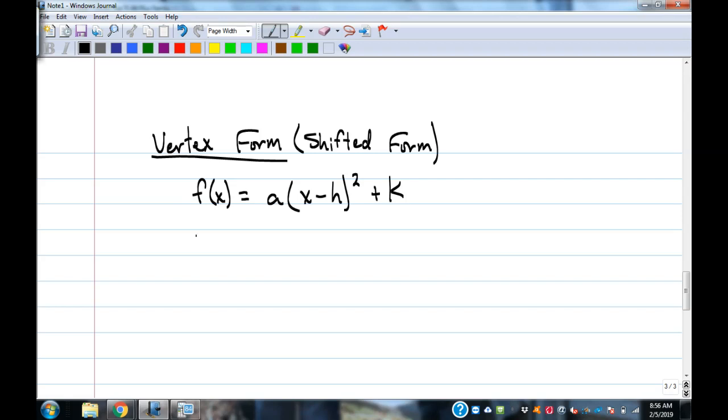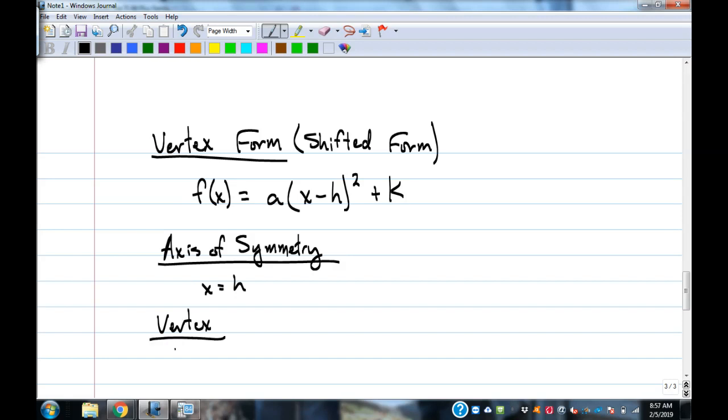Very, very easy to do. Okay, so axis of symmetry is just x equals h, whatever h is there. Your vertex, h comma k. Straight up, just easy.